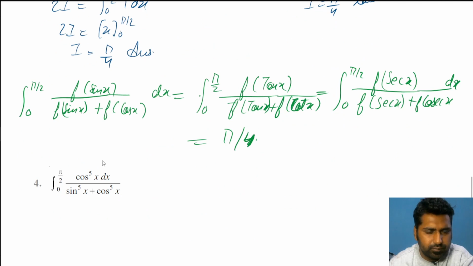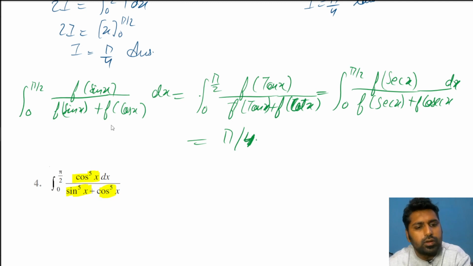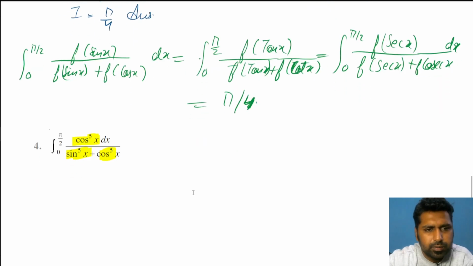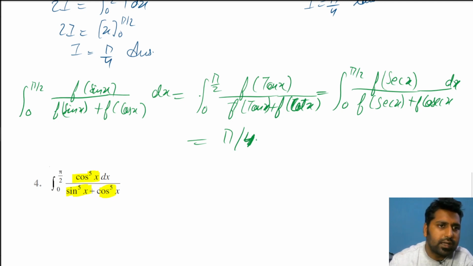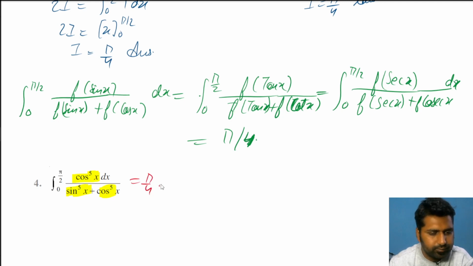What do you see? Cos x, sin x power 5, cos x power 5. So pretty much the same thing. Whether it is sin x or cos x, the format remains the same. It's not that if cos x is here, then the format will not work. Still the same thing. Power 5 is there, power 5 is there, power 5 is there, cos, sin, cos. The same thing will happen. The answer without solving is pi by 4. No need to solve.